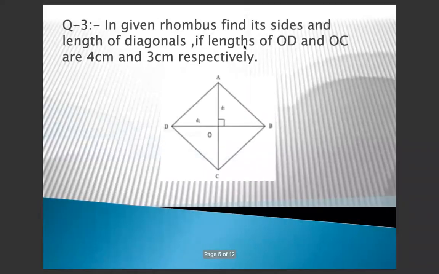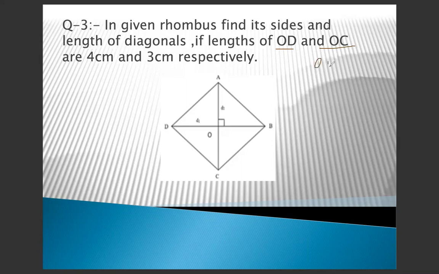Moving on with the next question which we have here is, in the given rhombus, find its sides and length of diagonals, if the lengths of OD and OC are 4 centimeters and 3 centimeters. So what do we have to do? We have to find the sides and the lengths of diagonals, if OD and OC are given.